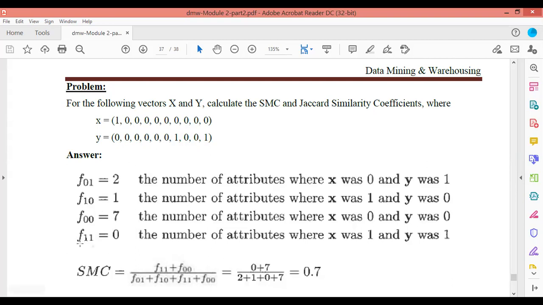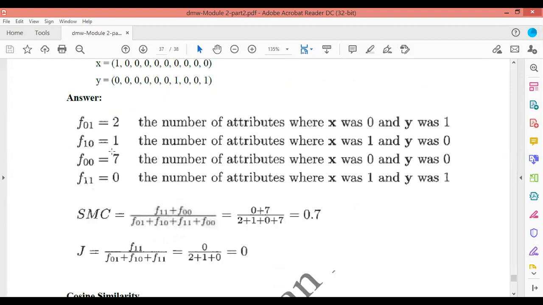And then f11 stands for the number of attributes where both x and y are equal to 1. Is there any attribute where both x and y values are 1, 1? No, there is no such value here. If you look at these vectors, its value is 0. So we have calculated these values: f00, f01, f10, and f11.